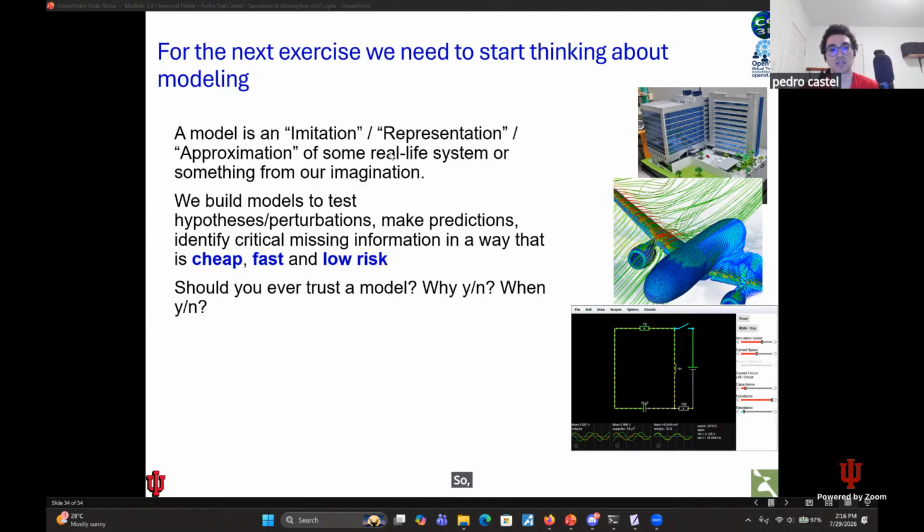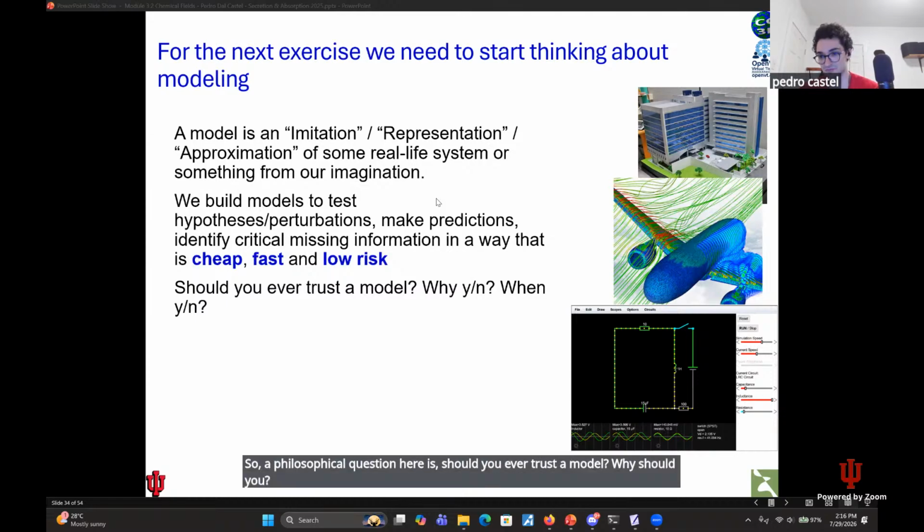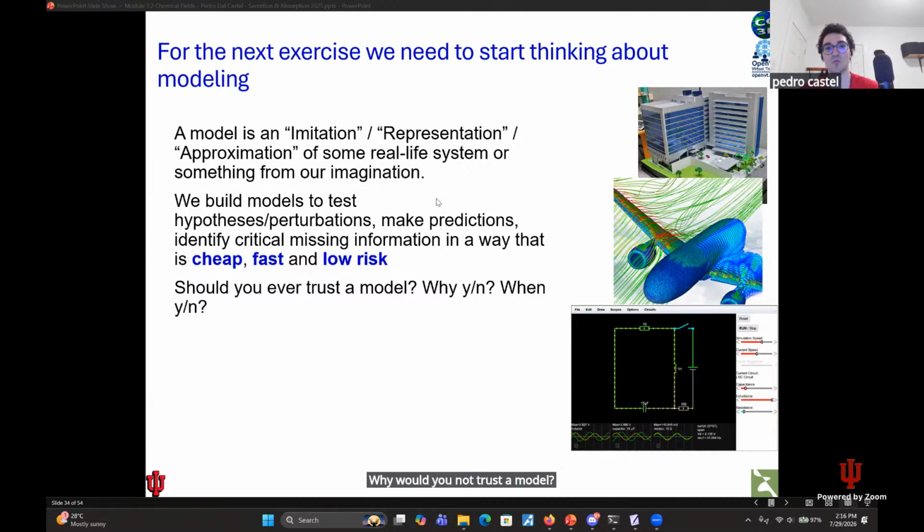So a philosophical question here is, should you ever trust a model? Why should you? Why would you not trust a model? When would you? When you wouldn't? Should you trust a model? Yes or no? Identify its limitations. Caution. You could fail to incorporate relevant data.